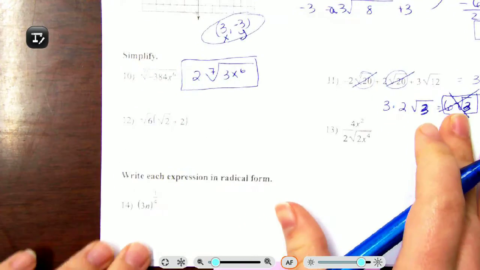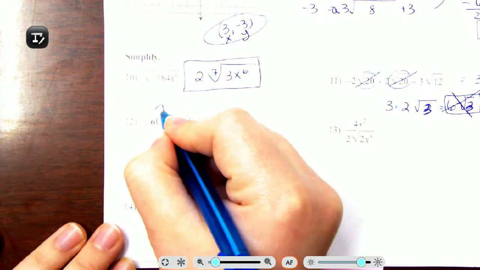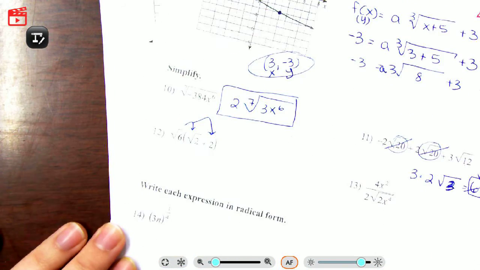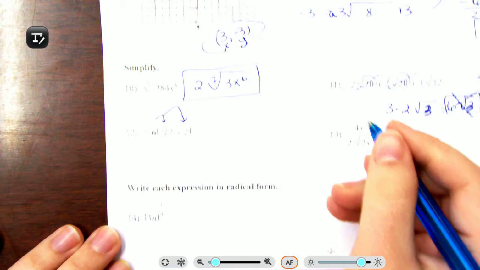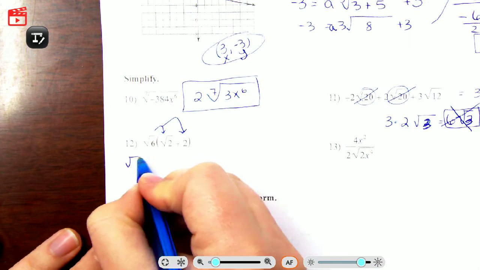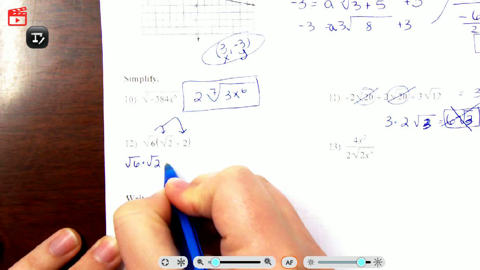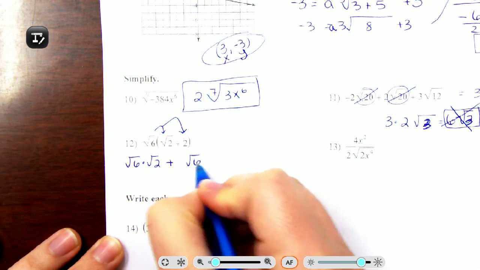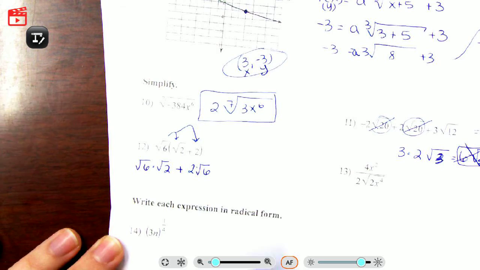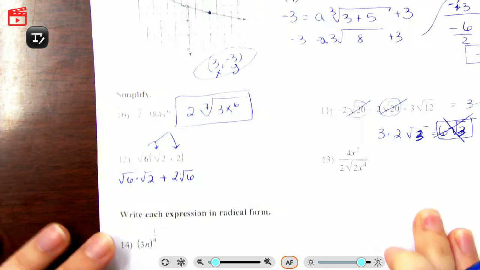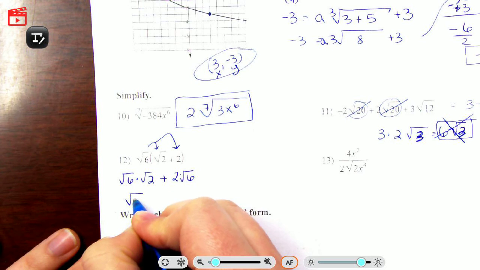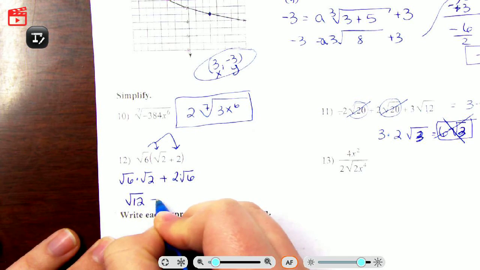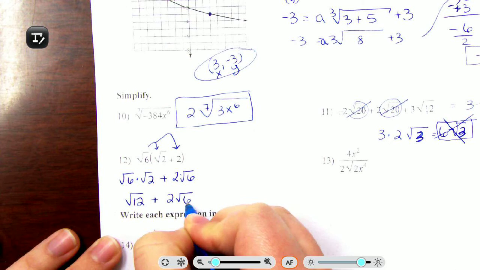Right, number 12. We're going to distribute that root 6. So we have root 6 times root 2 plus root 6 times 2. So this right here, product rule, we can multiply the insides. So 6 times 2 is 12 plus 2 root 6.